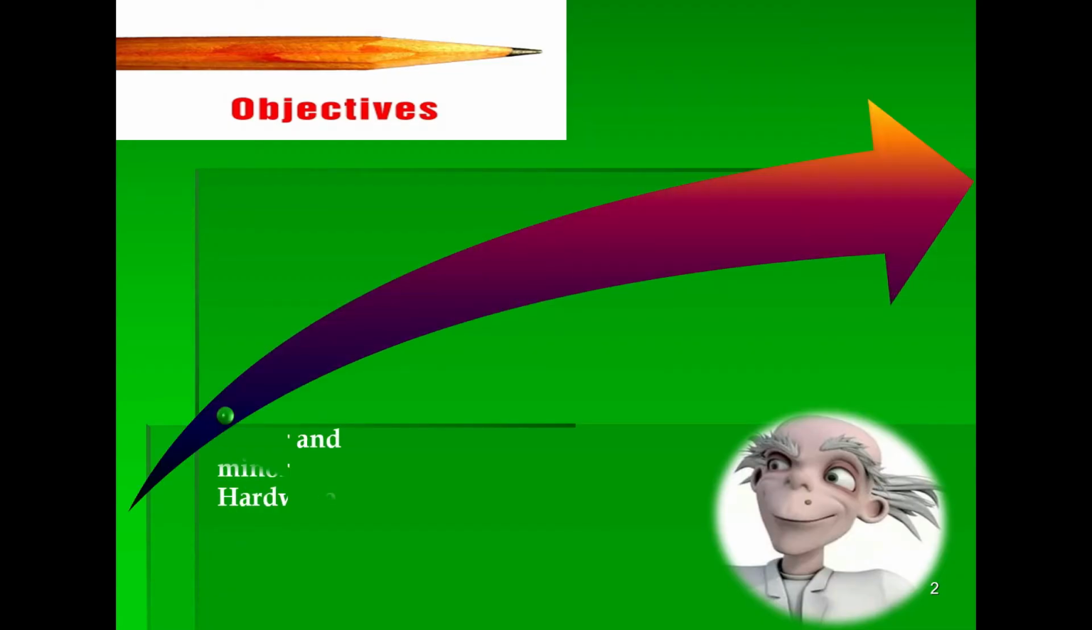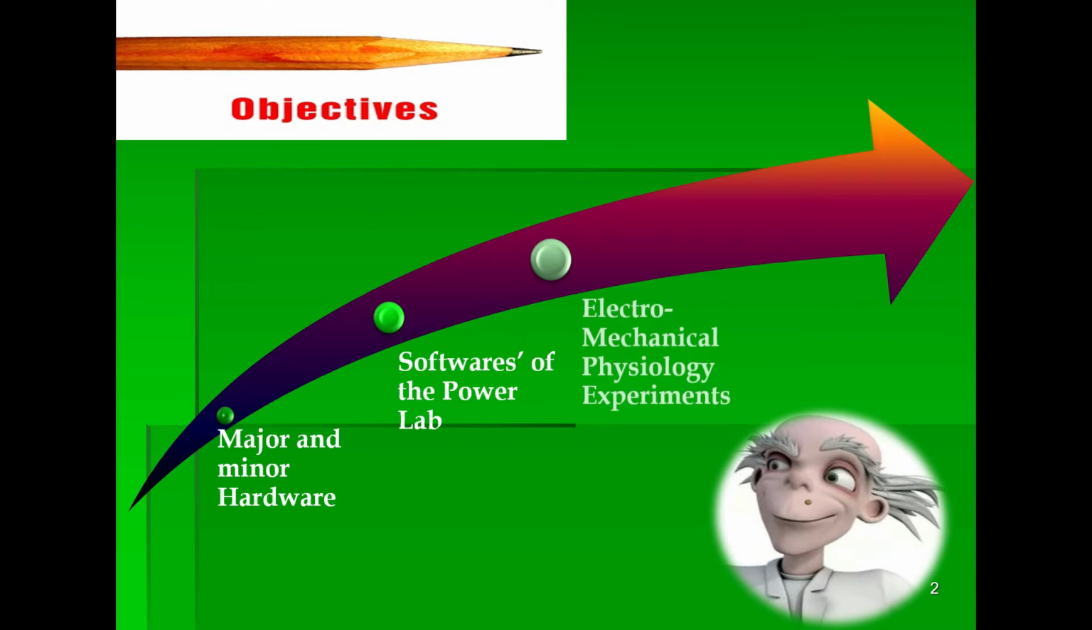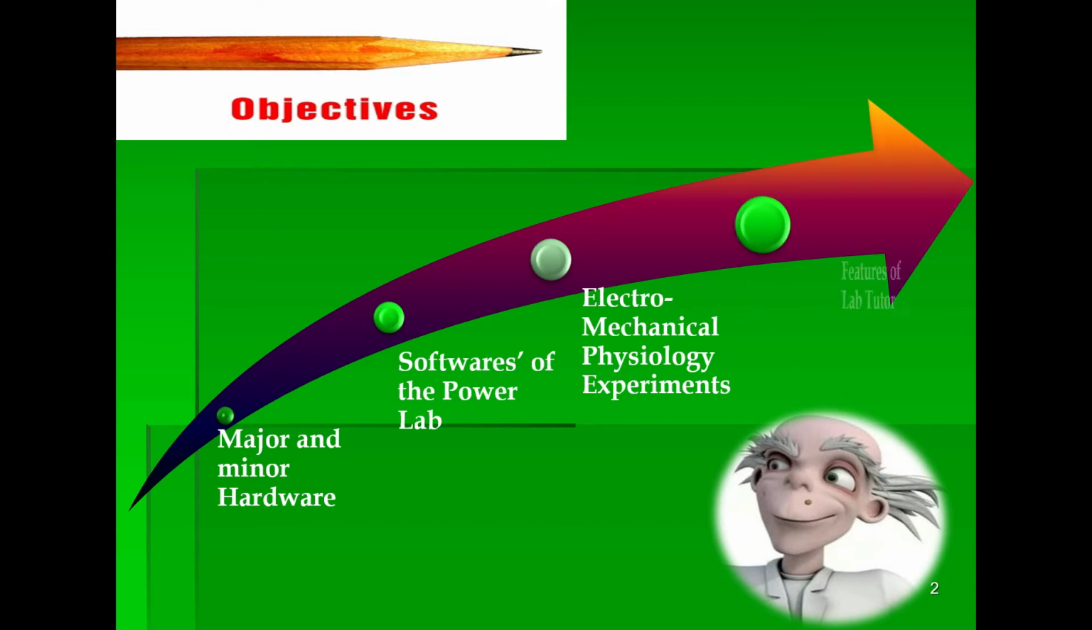Objectives. First of all, we will study the major and minor hardwares. What is the major hardware and what is the minor hardware? We will understand about the software of the Power Lab. We will study electromechanical physiology experiments and features of the lab tutor. This is the software. So we will study the features of the lab tutor along with the hardware.